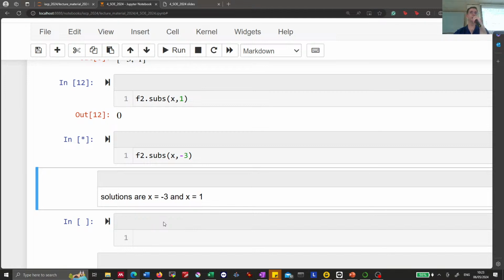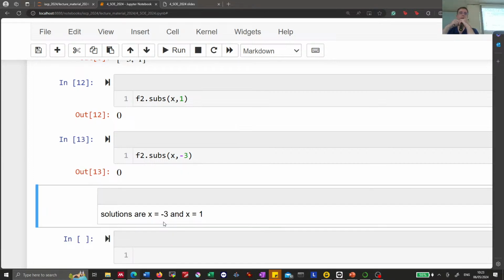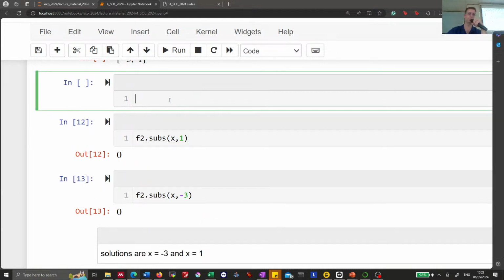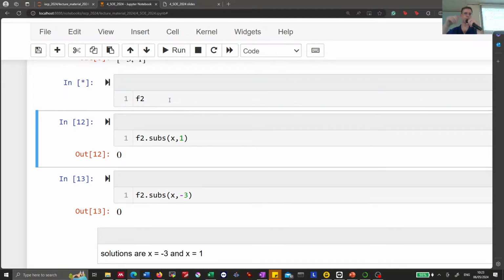So what's going on? Just now I couldn't call the function as a function. No problem. What I use instead is substitute. So when we have an equation, for example, f2, it's really, really slow today. Do you see that?